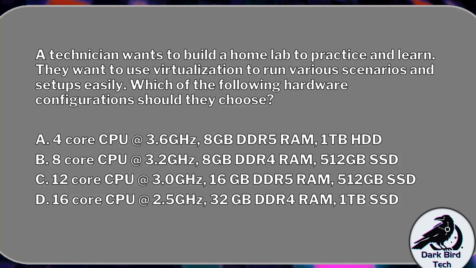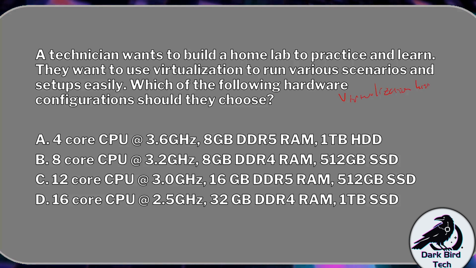We've got a 4-core CPU at 3.6 GHz, 8 gigs of DDR5 RAM, and a 1 TB HDD. We have for option B, 8-core CPU at 3.2 GHz, 8 gigs of DDR4, 512 gigs of SSD storage. That's pretty nice, actually. The storage, I mean. C is a 12-core CPU at 3.0 GHz, 16 gigs of DDR5 RAM, and a 512 gig SSD. And then option D is a 16-core CPU clocking at only 2.5 GHz with 32 gigs of DDR4 RAM and 1 TB of SSDs.